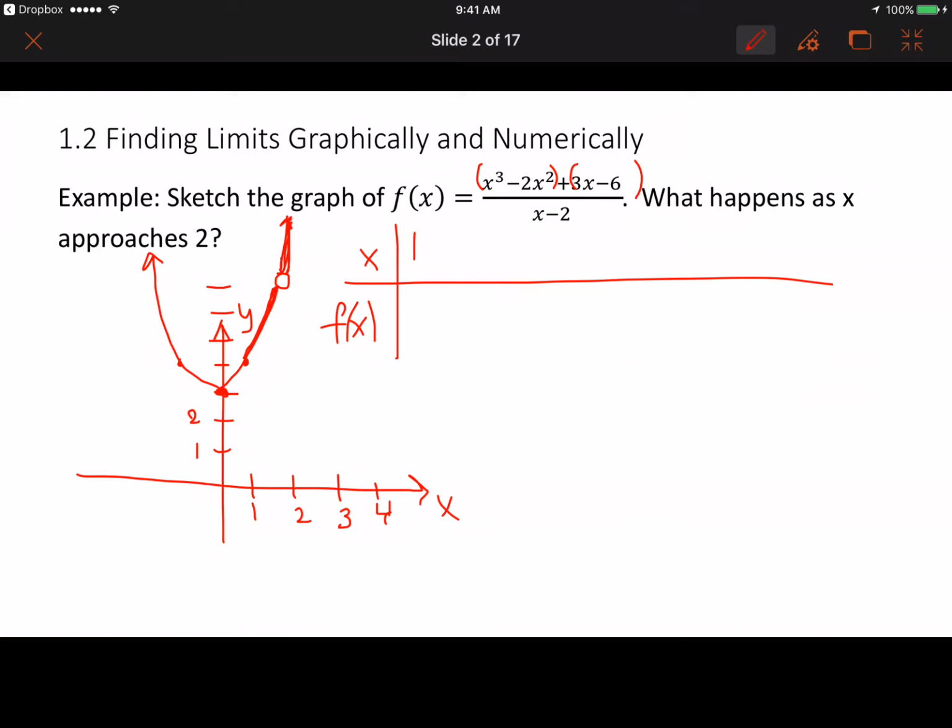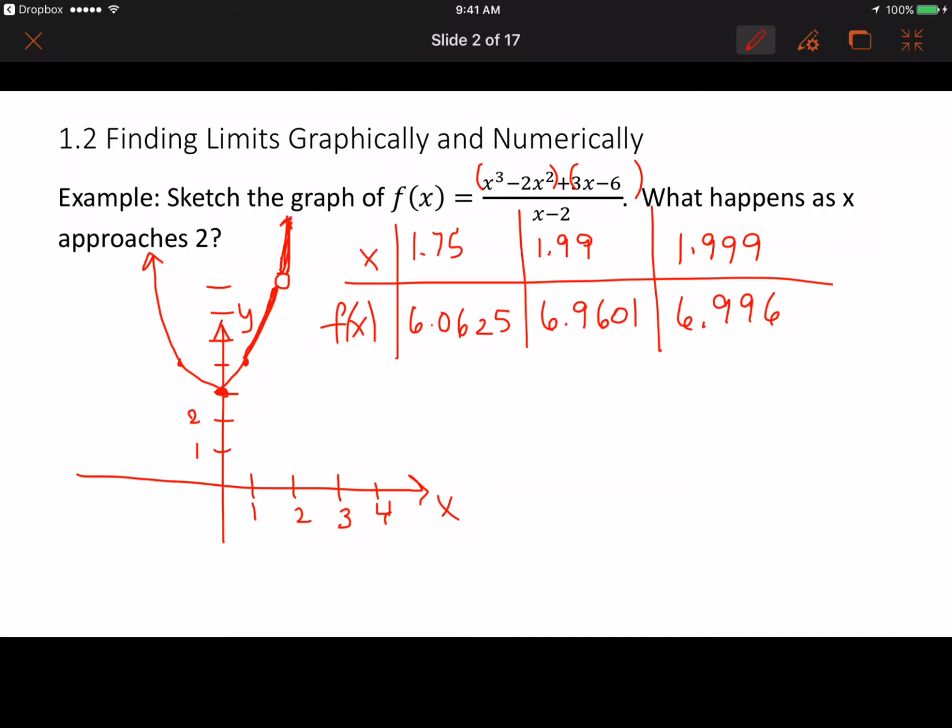So let's say I plug in 1.75, and if I plug that in, I'm going to get 6.0625. Now let's try plugging in 1.99, say. That gives me 6.9601. Now let's go a little bit closer with 1.999. That gives me 6.996.